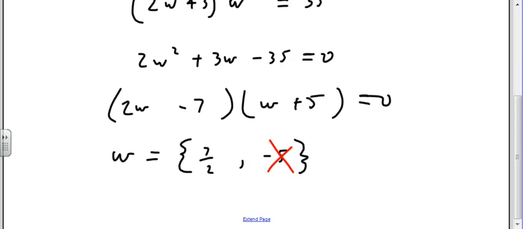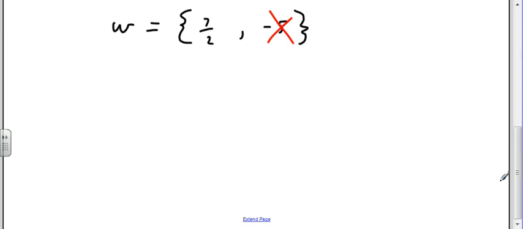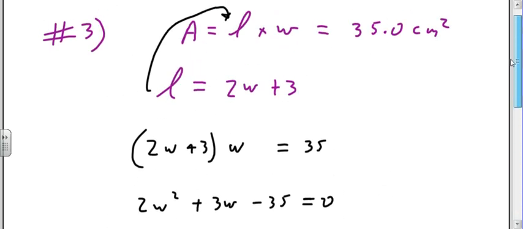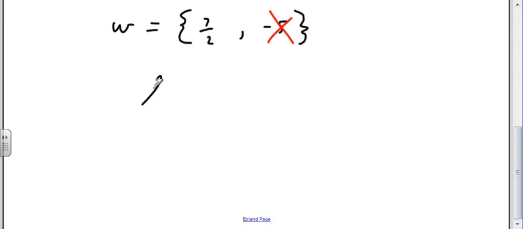Okay, so this is a real piece of metal. It can't be minus. Don't give me that was correct. So the length is 2W plus 3. That would be sort of like where the plane is if you pick the minus 5 answer.